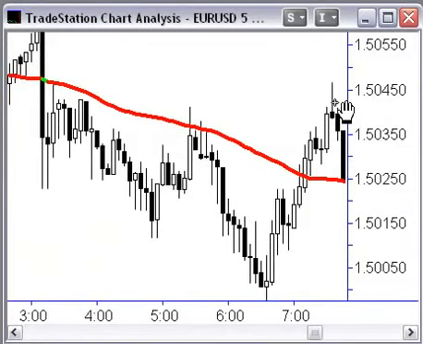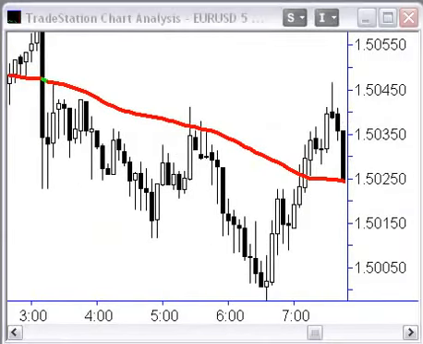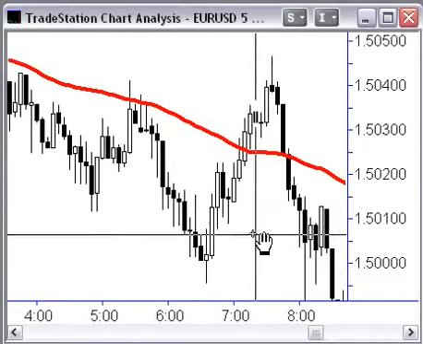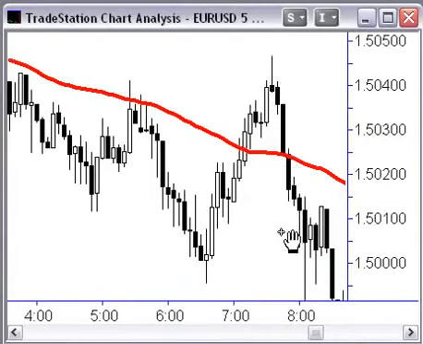Now look at this one. Here we go up. We've got up, down, up. What is that? Is this starting a new uptrend? Well, the 50 MA says no, we're still in a downtrend. Still in a downtrend. And that would actually be a short trade.